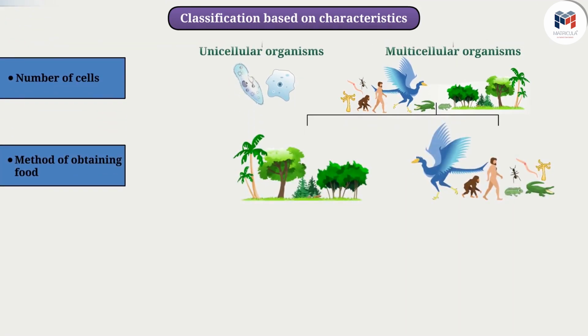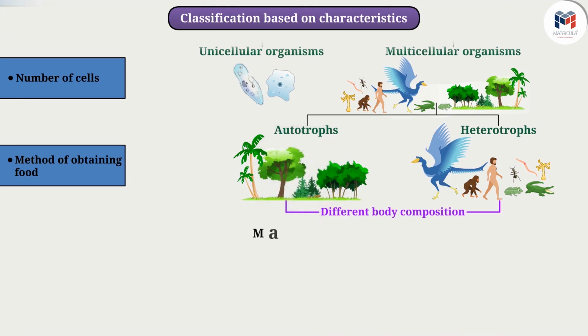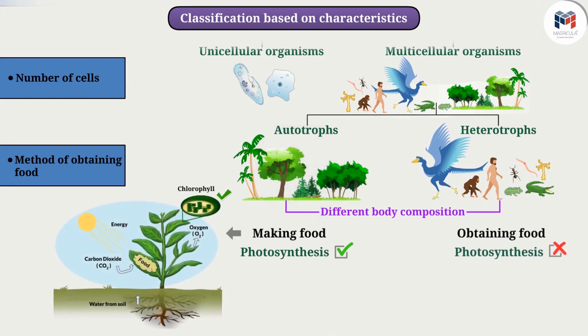Method of obtaining food. Different organisms have different methods of obtaining food. The body composition of organisms that make food themselves and those that obtain food from others are different. The body of plants develops in terms of making food, while the body of animals develops in terms of obtaining food from outside. Green plants have chlorophyll, by which they absorb sunlight and, with the help of photosynthesis, make their own food. Animals do not have chlorophyll, so they are unable to perform photosynthesis. In this way, green plants come in one group and different animals, including humans and parasites, come in another group.